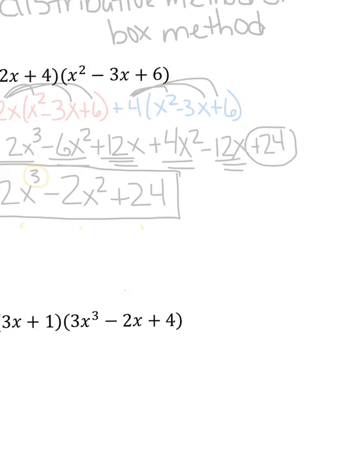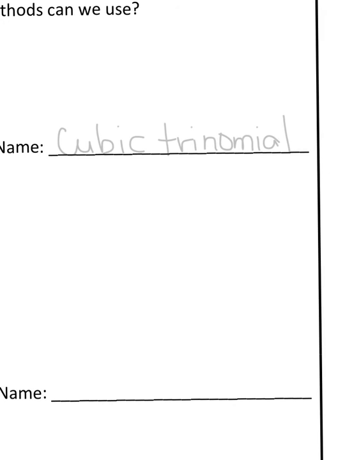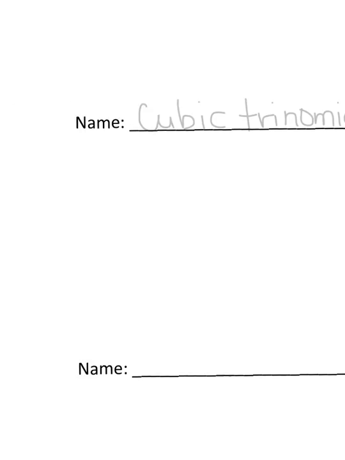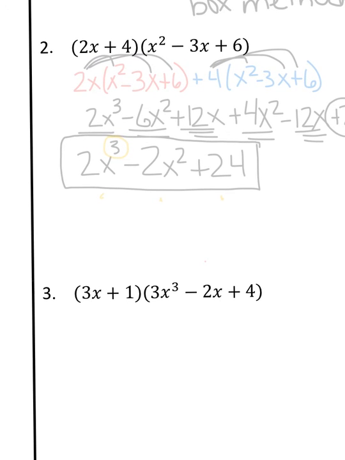So I got to move my paper over to the side over here. And then here we go. This is a cubic, because it's to the power of 3, trinomial, because it has 3 terms. A cubic trinomial. Cubic trinomial. We got that? All right. So that is using the distributive method to multiply that binomial times the trinomial.